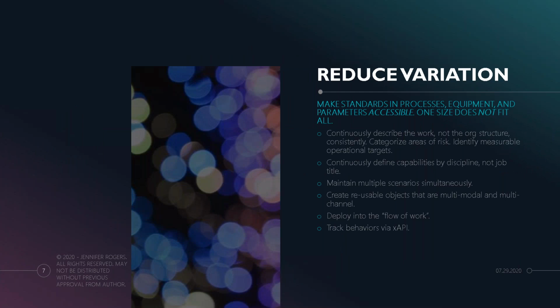So when we talk about reduction and variation, what we're really looking at is standards. So this is a great conversation that we're having today, whereby we look at processes, equipment, and parameters and make them accessible. And accessible is really the key word here, because what we really want to ensure is that we're making those standards available to people, acknowledging that people work in different ways, they have different educational backgrounds, some work with their hands, some work in an office setting. How are we actually dealing with that variation and acknowledging that we can't make all of these things available for people in the same way?